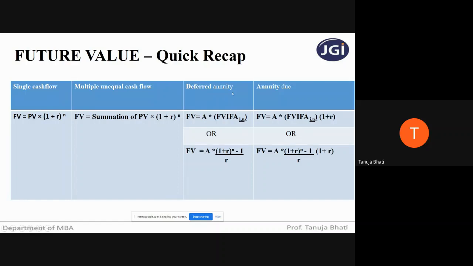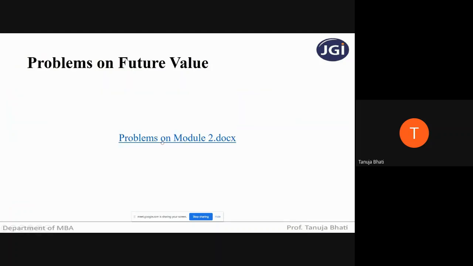Then we saw deferred annuity. Annuity is nothing but a series of equal payments, where there is an equal cash flow. And when I say deferred, it means it is arising at the end of the period, end of the month, quarter, year, or likewise. And annuity due is the series of equal cash flows arising at the beginning of the period. So these are certain formulas by which we can calculate the future value depending on whether it is single, multiple, deferred annuity or annuity due. We had already seen these formulas and we were doing problems on future value.